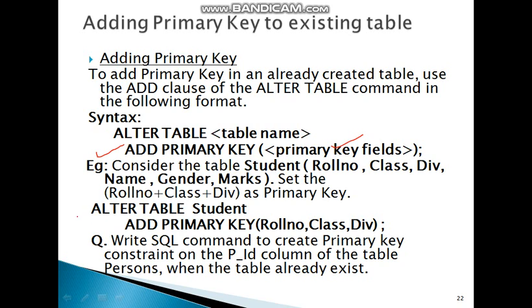Look at this example. Alter table student, add primary key. We want to set a composite primary key. Composite primary key means a combination of fields, roll number plus class plus division. So that is set as a primary key like this. If you want to create a primary key on the P_ID column of the table person, that can be written: alter table person add primary key bracket P underscore ID.